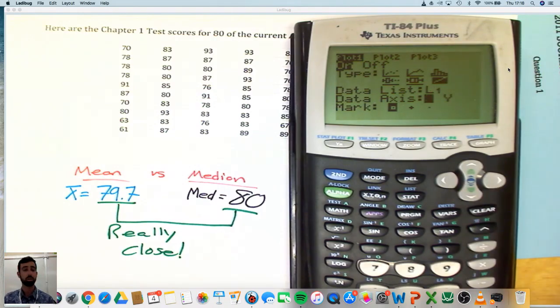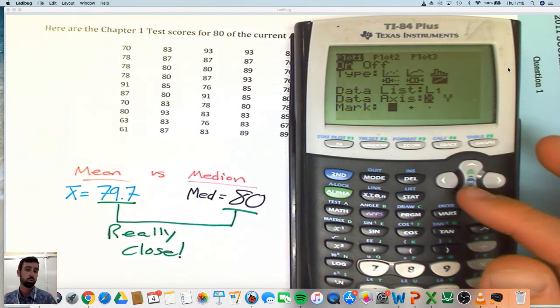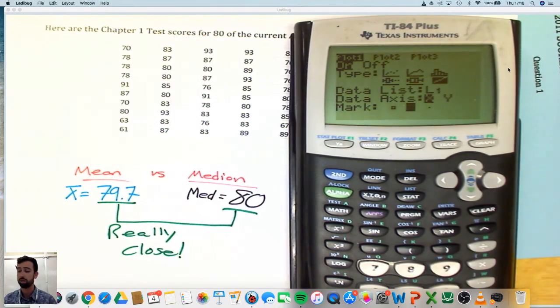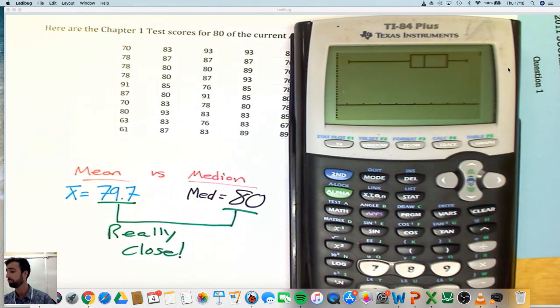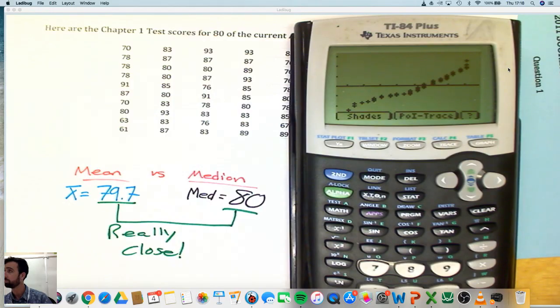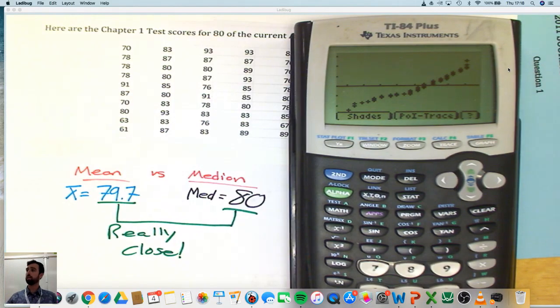The data axis, we're going to use the x-axis as our data axis. The mark is just what you want it to look like when you actually plot it. It doesn't matter. Just to show you, I'll use the little plus sign. And then again, you're going to hit zoom stat. And we'll see this. So we look at our line, and it's pretty linear.